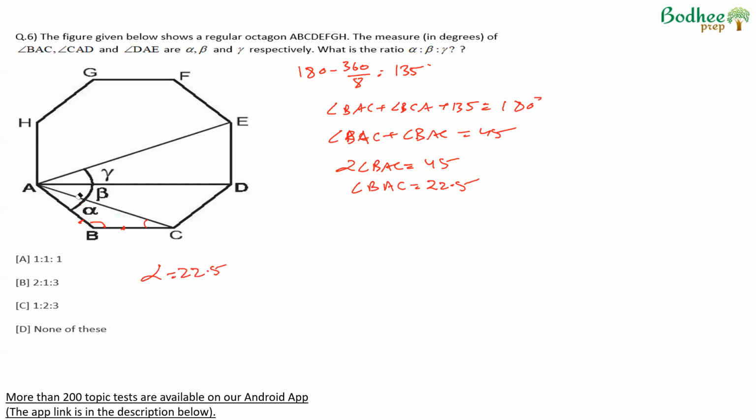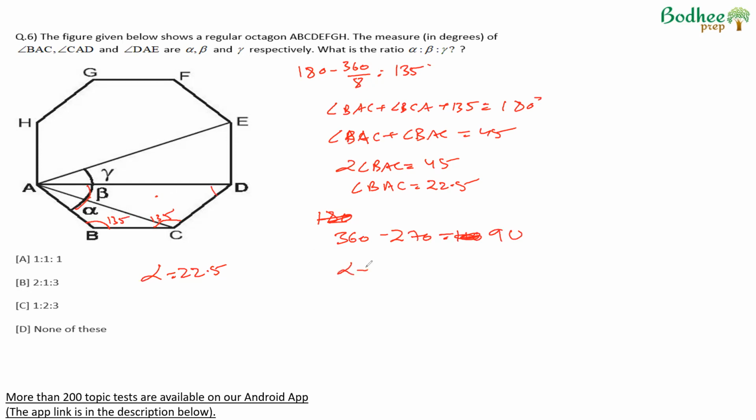Next, we look at the trapezium ABCD. This angle here is 135. This angle here is 135. That is 270. So the sum of these two angles here in the trapezium should be 360 minus 270, which is 90. Also, by symmetry, we can say these two angles will be equal.